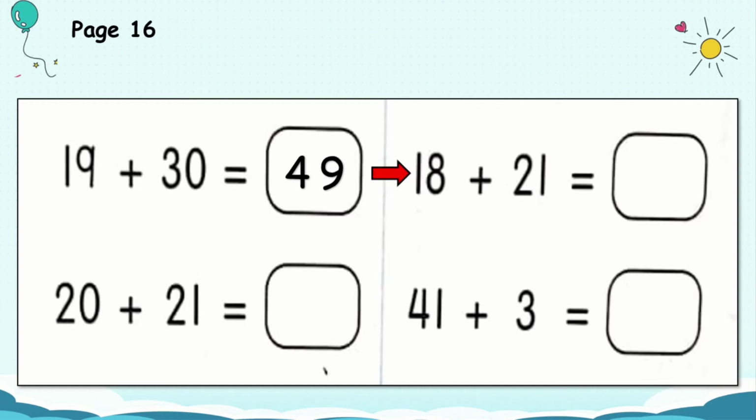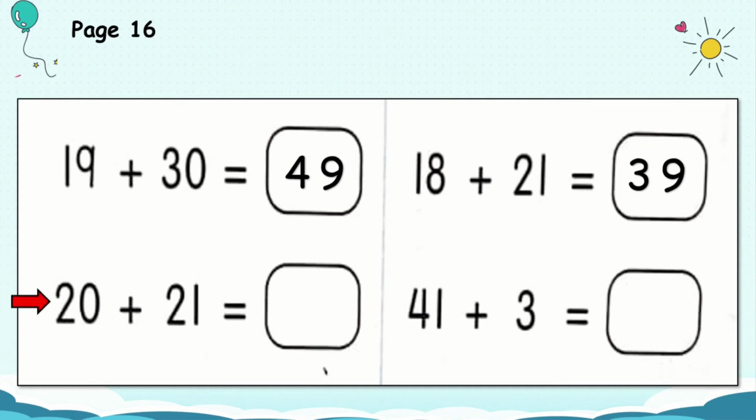18 plus 21. Very good. Now let's start with the ones first. Here the ones are 8 and 1. So let's do 8 plus 1. Yes, 8 plus 1 is 9. Let's move on with tens. 1 plus 2. Very good. 1 plus 2 is 3. So 18 plus 21 is equals to 39.